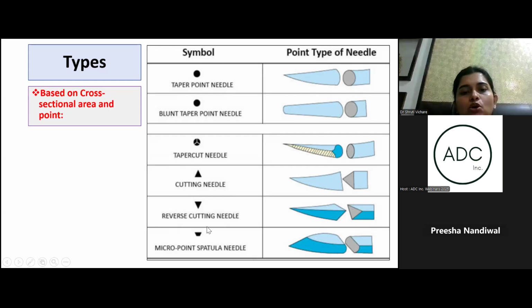So if you can see in the cross section, it is more or less trapezoidal, or more or less flattened. Is this thing clear? A little description of the use of this needle.